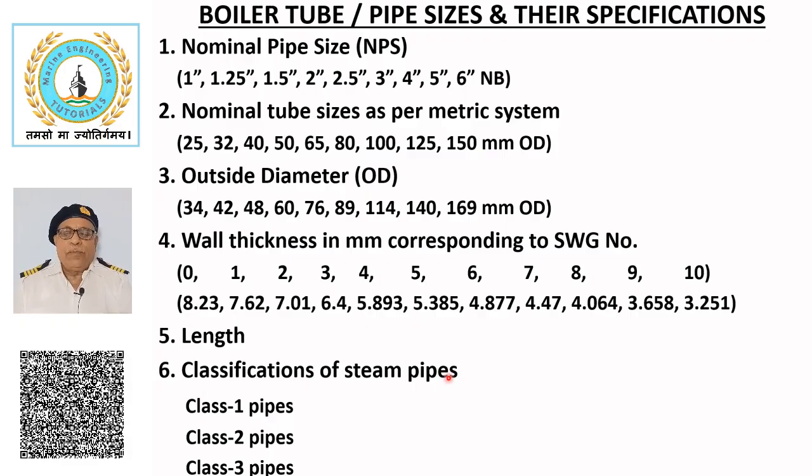Classification of steam pipes. Steam pipes are classified in the following three categories. Class 1 steam pipes are used for high pressure steam applications, for pressure above 15 bar and temperature above 220 degree Celsius. Class 2 steam pipes are used for medium pressure steam applications, for pressure between 7 bar to 15 bar and temperature ranging from 150 degree Celsius to 220 degree Celsius. Class 3 steam pipes are used for low pressure steam applications, for pressures between 0.7 bar to 7 bar and temperatures ranging from 100 degree Celsius to 150 degree Celsius.